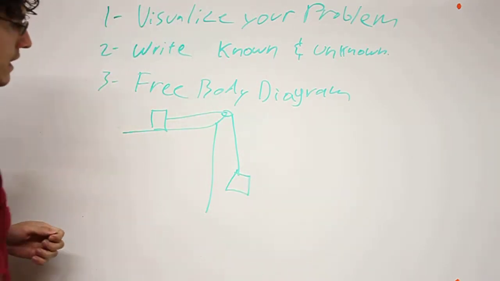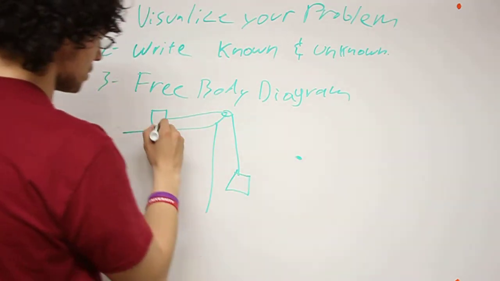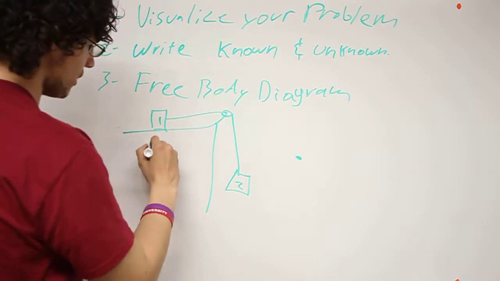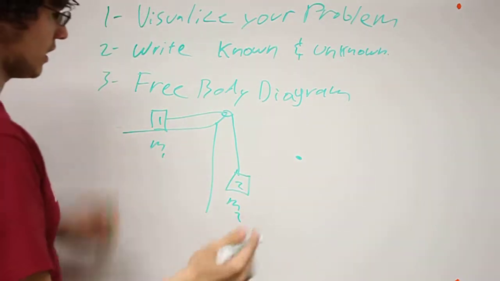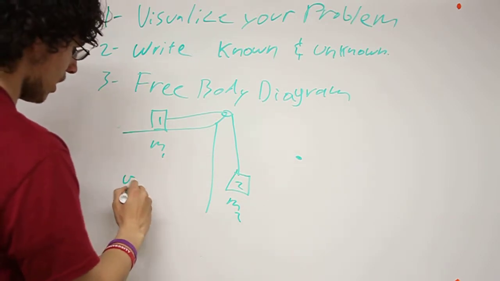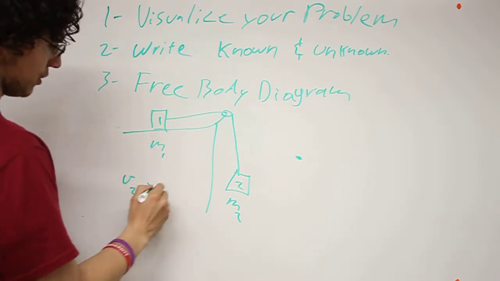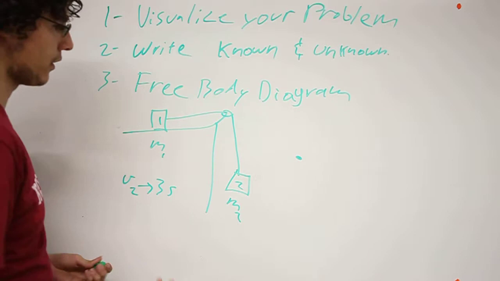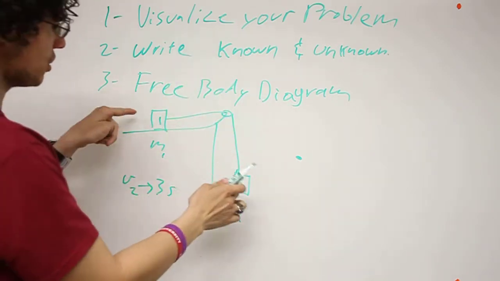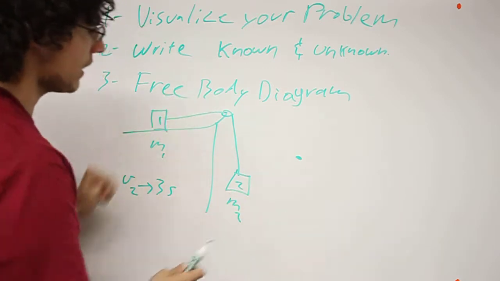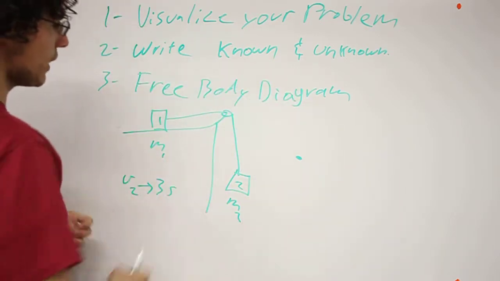So now you're going to have mass 1 and mass 2, and they give you, hey, what's the velocity of 2 after 3 seconds? Okay, so in this case, first thing you want to do, you know that this is going to go down. Write down knowns and unknowns.